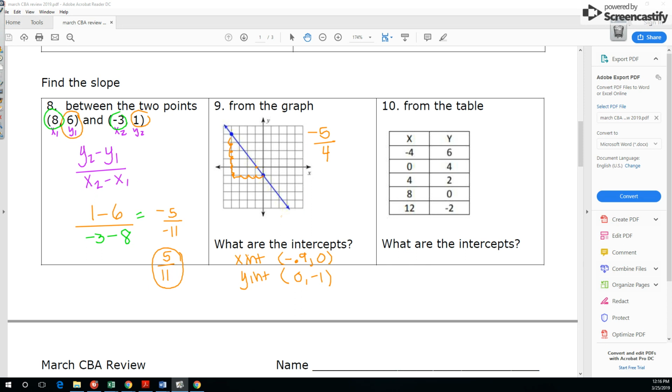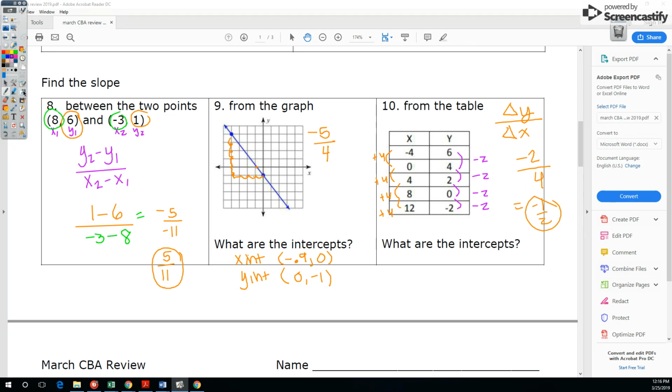Okay, from our table. We can use any 2 points, but I'm just going to look at this table as a pattern because it looks like we're going down by 2, down by 2, down by 2, down by 2. And my x's are going up by 4, up by 4, up by 4, up by 4. So if I'm looking at my change in y divided by my change in x, my change in y is negative 2. My change in x is 4, reducing that fraction, negative half.